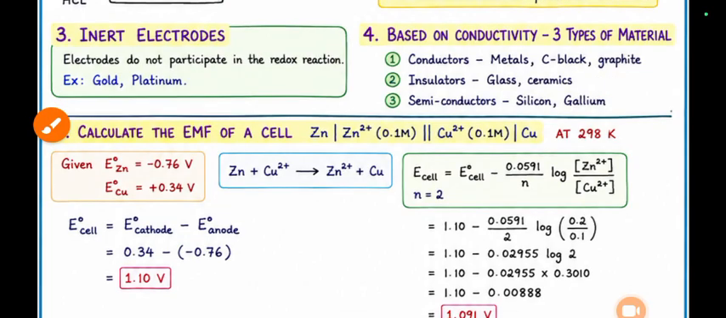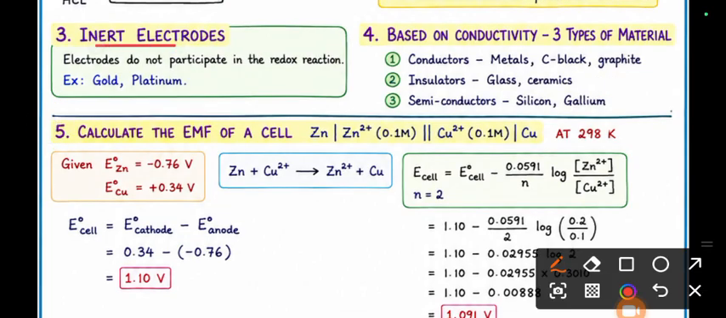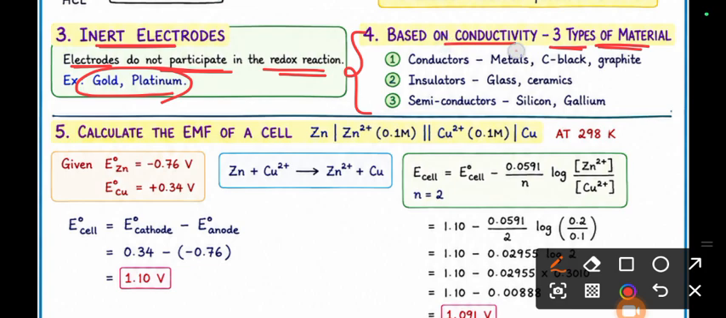Next, another important topic here is, remember the definition of inert electrodes. Inert electrodes are those electrodes which do not participate in oxidation or reduction reaction. Example, gold and platinum. And one more 3 marks important question is, materials are classified into 3 types based on the conductivity. The one who conducts are called as conductors, the one who don't conduct electricity are called as insulator, and whose conductivity is less than conductors are called as semiconductors. These are the examples important to the exam, remember.